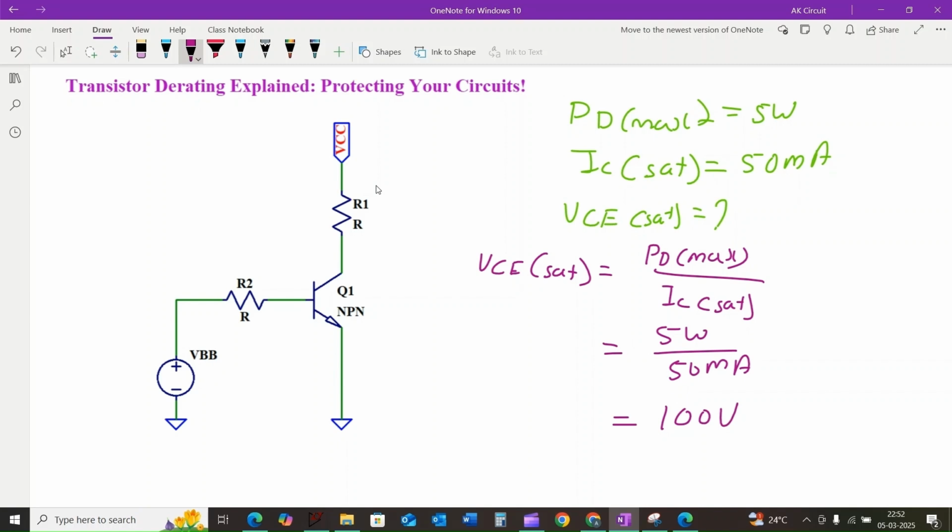Understanding derating is essential for designing reliable electronic circuits. Always check the data sheet for your transistor's derating factor and plan accordingly.